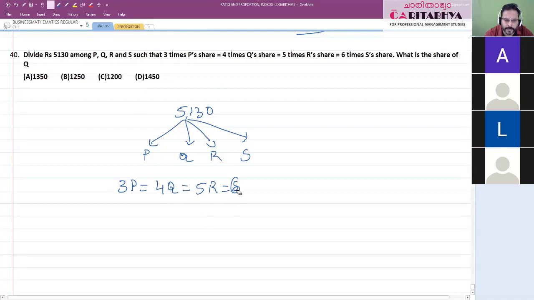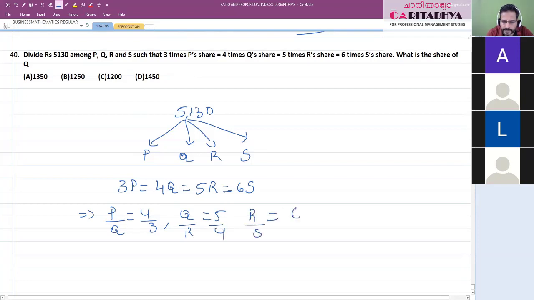P-ക്ക് കിട്ടിയതിന്റെ 3 ഇരട്ടി Q-വിന് കിട്ടുന്നതിന്റെ 4 ഇരട്ടിയോട് ഈക്വൽ ആയിരിക്കും. അത് R-ന് കിട്ടിയതിന്റെ 5 ഇരട്ടിയോടും, S-ന് കിട്ടുന്നതിന്റെ 6 ഇരട്ടിയോടും ഈക്വൽ ആയിരിക്കും. ഓക്കെ, സോ ഇതിൽ നമുക്ക് എന്ത് പറയാം? P by Q is equal to 4/3. അതേപോലെ Q by R is equal to 5/4. Then R by S is equal to 6/5.